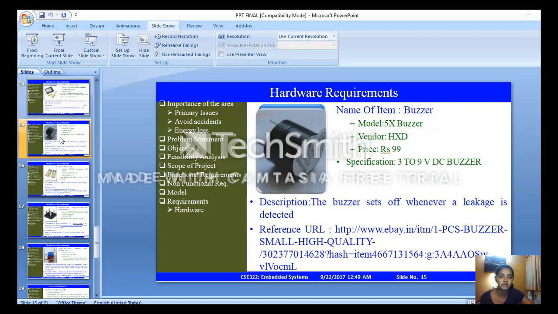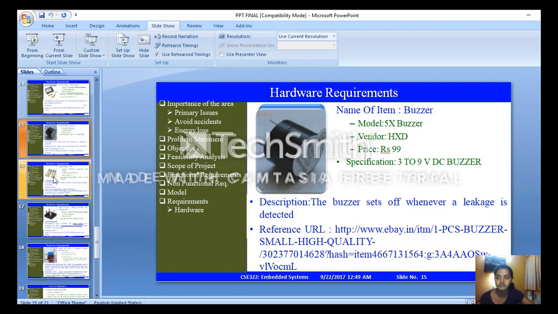The next hardware requirement is the buzzer. The model used here is 5X buzzer. The vendor is HXD. The price is rupees 99 and specification, it is 3 to 9 volt DC buzzer. Whenever a gas leakage is detected, the buzzer is turned on, so it acts as a gas leakage alarm.